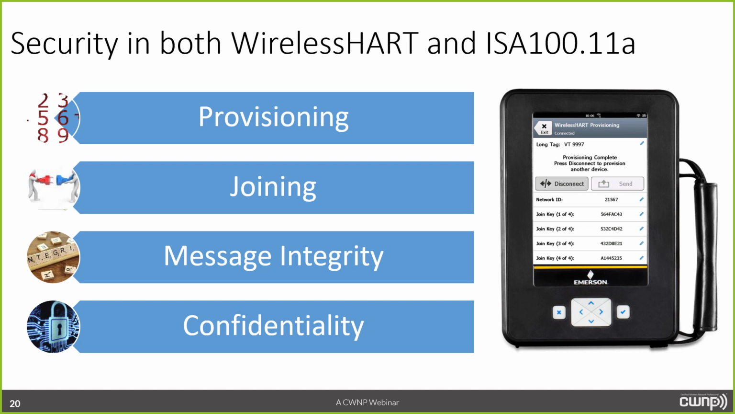Now there are different elements. You can have a pre-installed symmetric key so the device can immediately join, basically out-of-band provisioning. We can use a network ID with a join key to join. We can join with handheld devices like the one that we see in the image here to join a device to the network and provision it for operations.